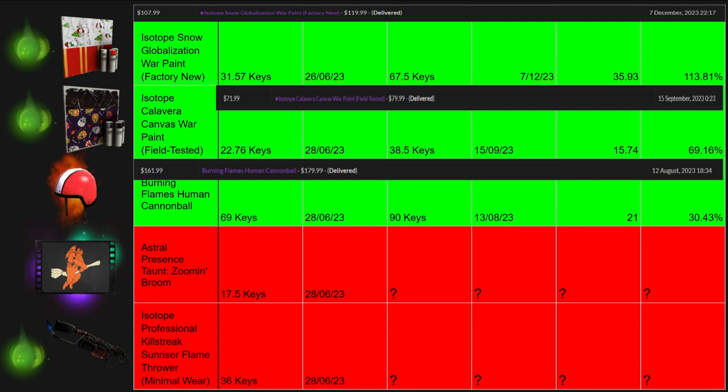Isotope Professional Killstreak Sunriser Flamethrower Minimal Wear. This is a great looking flamethrower and I think the premium price was worth it only because of the professional killstreak. I'm not actually sure what happened to it. It doesn't seem easy to quick sell either. I tried researching deeper but I couldn't find anything about it.